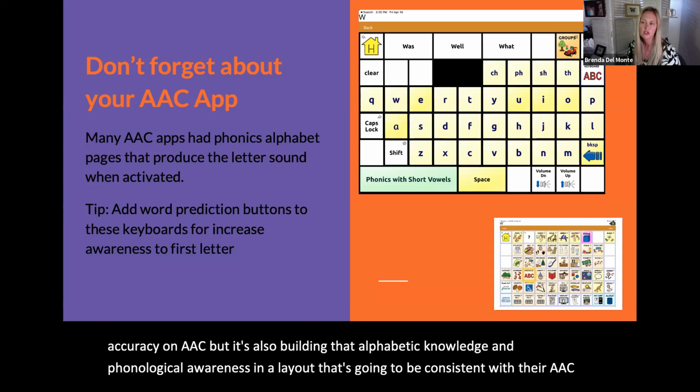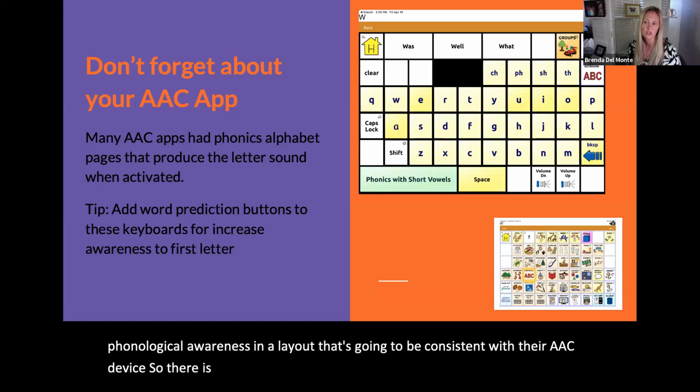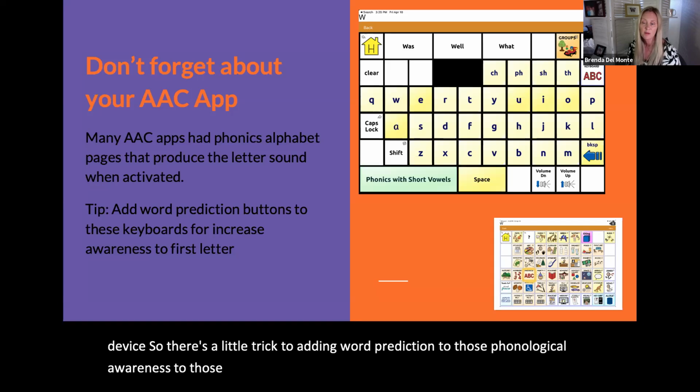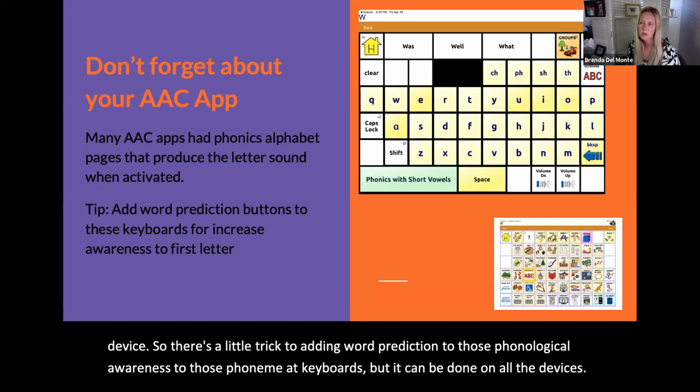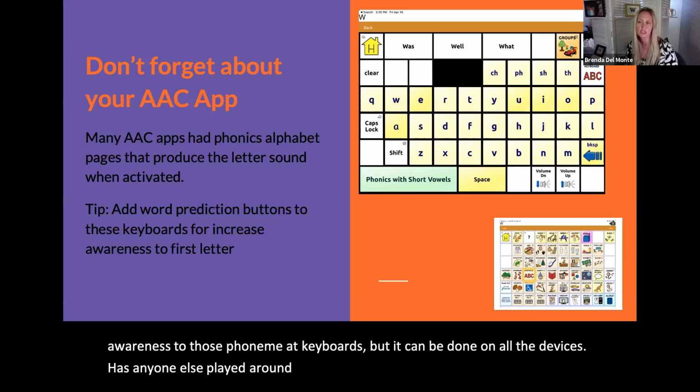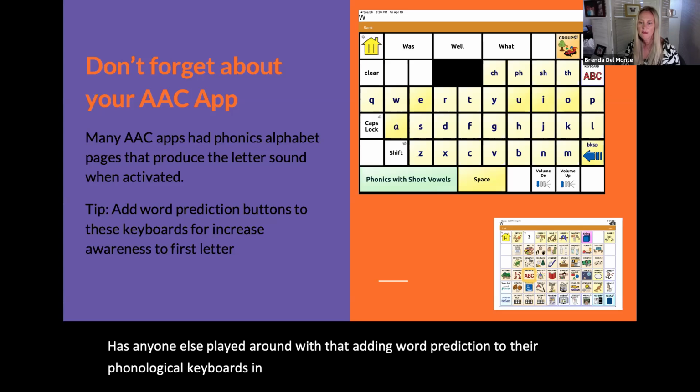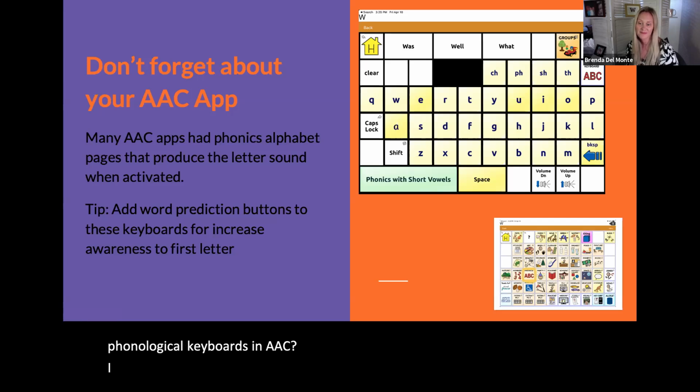So there is a little trick to adding word prediction to those phonological awareness, those phonemic keyboards, but it can be done on all the devices. Has anyone else played around with that, adding word prediction to their phonological keyboards in AAC? I highly recommend it.